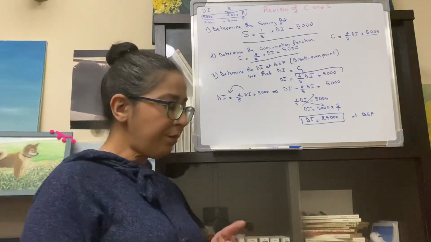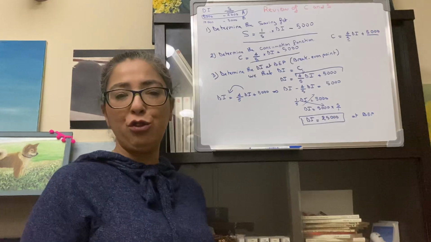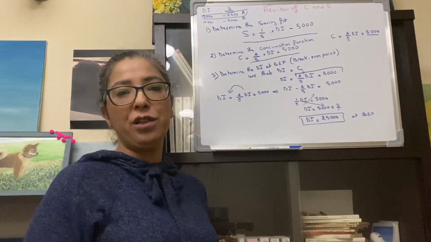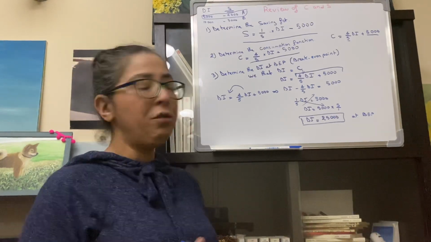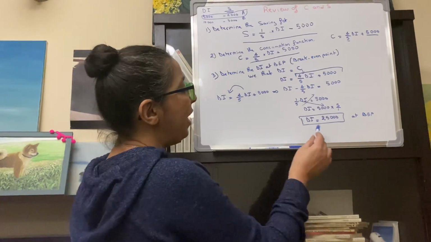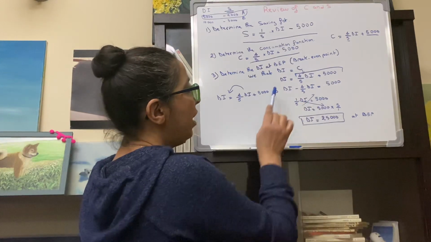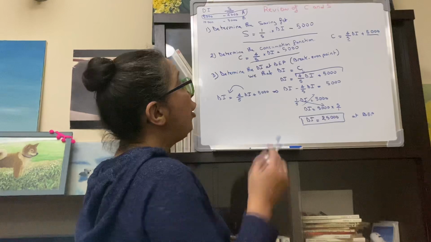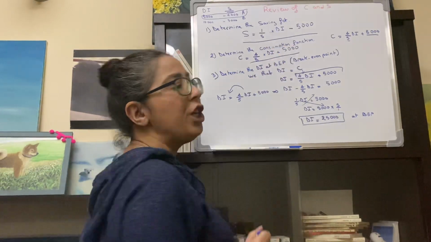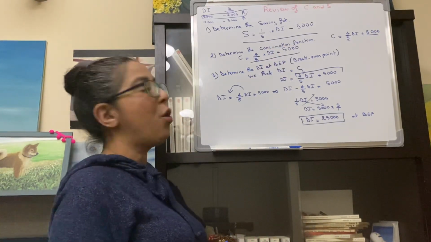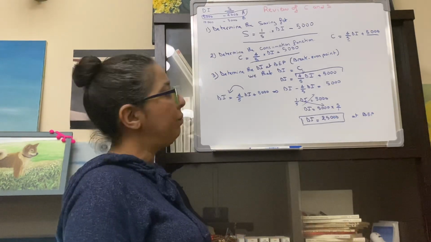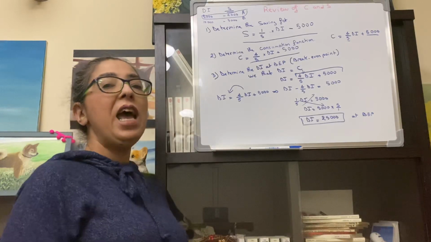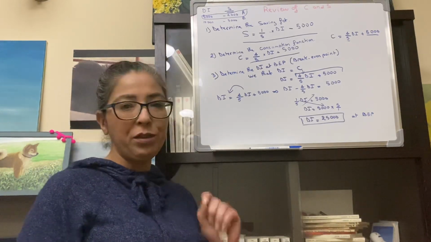Okay? Now to check if it works. Imagine you're in an exam and you want to see if it works. There are two ways of doing it. You replace di in the C function and you have to find 25,000 in the C. You replace di in the S function and you have to find 0 in the S function. Let's do it. So take this down and I'm going to go check that I found the right result.